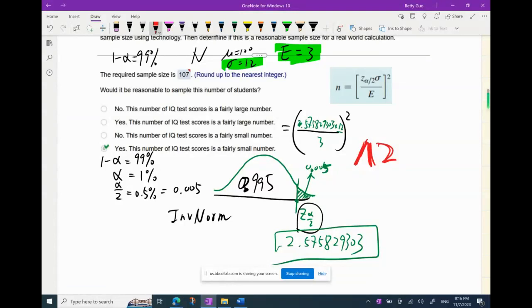Yeah, it's right above the division button, raised to power 2. And so you have answer squared. And I got 106.15. So is 106.15. Yeah, that's enough for me to round to the nearest whole number.